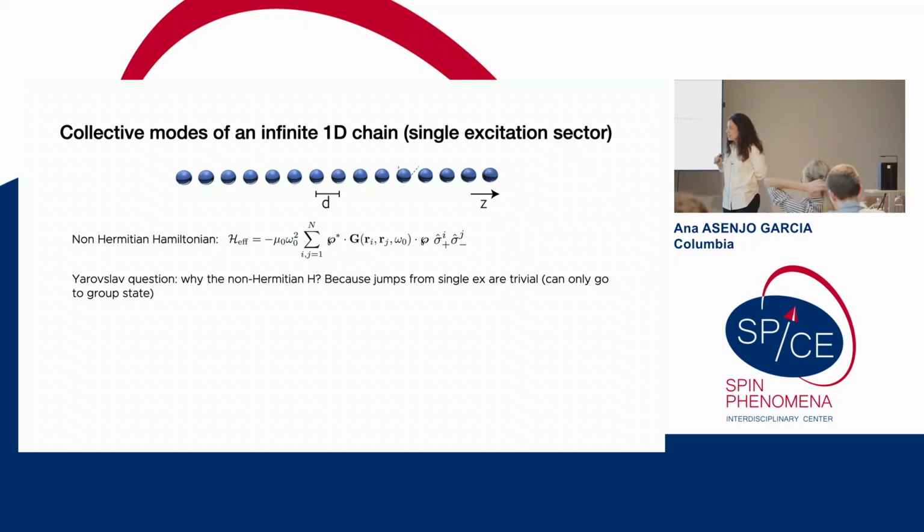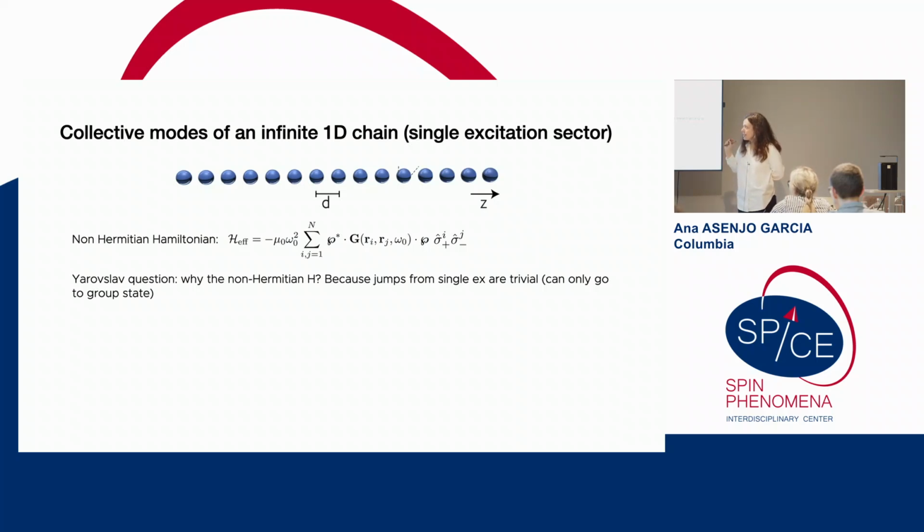The lattice constant is d. And I'm going to diagonalize the non-Hermitian Hamiltonian and look at the modes. Jaroslav asked me the previous day, what do you choose to diagonalize? Why would you choose the non-Hermitian Hamiltonian versus the Lindbladian or the dissipative matrix or whatever? So in this case, there is a little bit of art to it. It depends on the problem you choose, as you saw in physics.